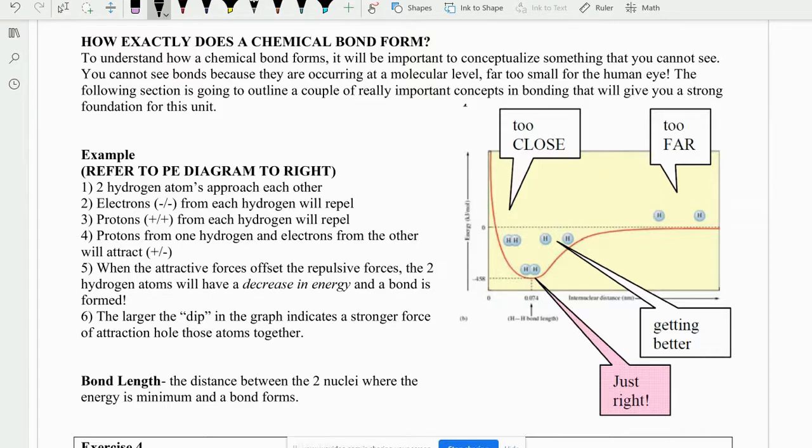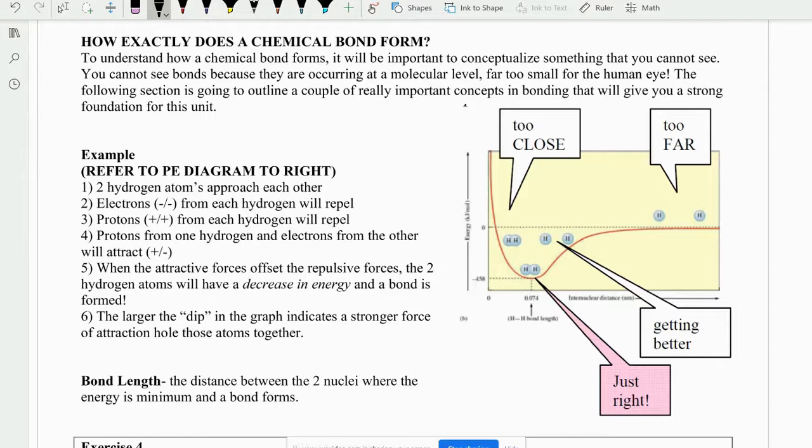Think of this as reading the graph from left to right as I explain it. Now, in this area that I just circled, you're going to have two hydrogen atoms beginning to approach one another. As they approach one another, remember that the electrons of one hydrogen atom are going to be attracted to the positive nucleus of the other hydrogen atom. Conversely, the electrons of one hydrogen atom are going to repel the electrons from the other hydrogen atom. So this is happening to both of the hydrogen atoms simultaneously.